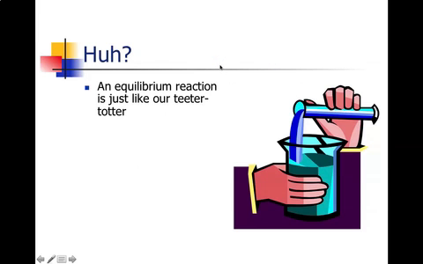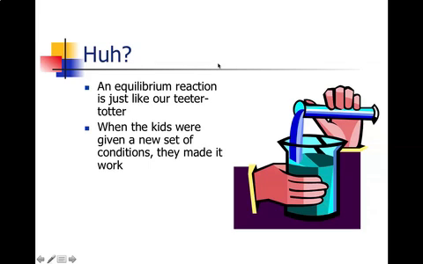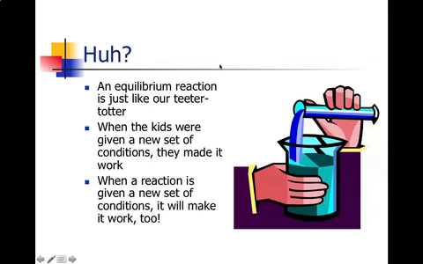So, what are we talking about here? We're saying that an equilibrium reaction is just like our teeter-totter. When the kids were given a new set of conditions, when Henry came in, they figured out a way to make it work again. So when a reaction is given a new set of conditions, it will make it work out too. Again, this isn't a conscious thing. It's not thinking about how it's going to do it. It's just that the system, the universe, starts going towards more stable.